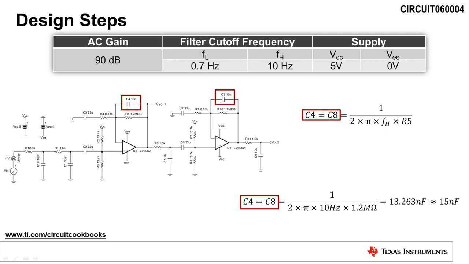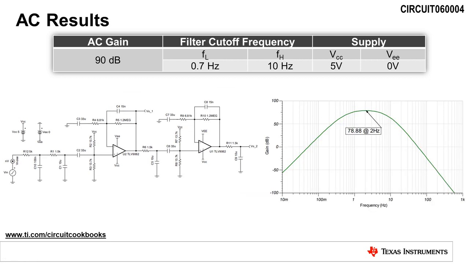The capacitance is calculated using the equation 1 divided by 2 times pi times F sub H times R5. The calculated capacitance is 13.263 nanofarads, so we will use the next closest standard capacitor value, which is 15 nanofarads, in this design.